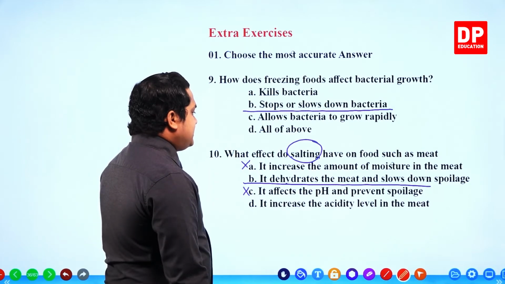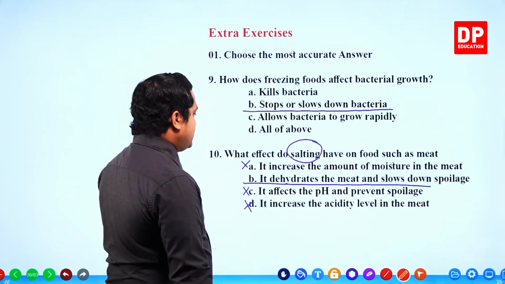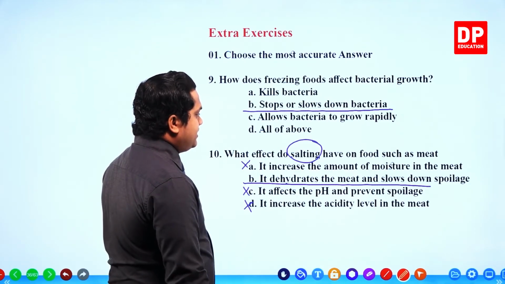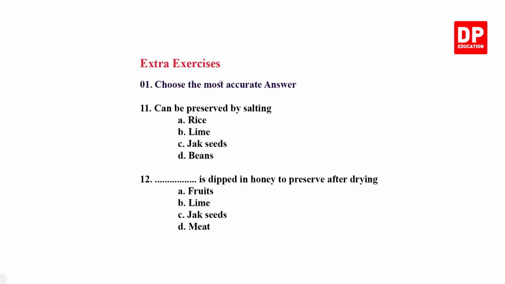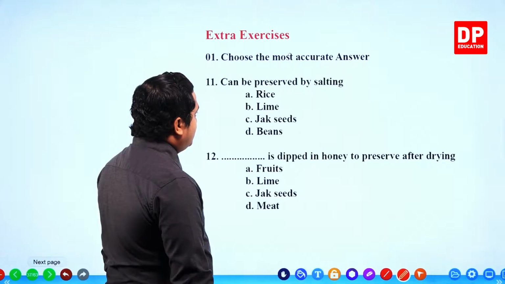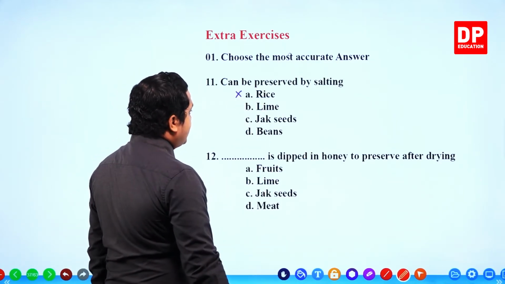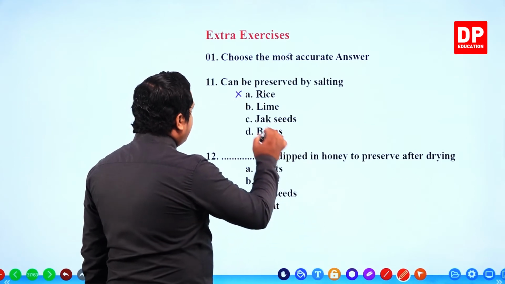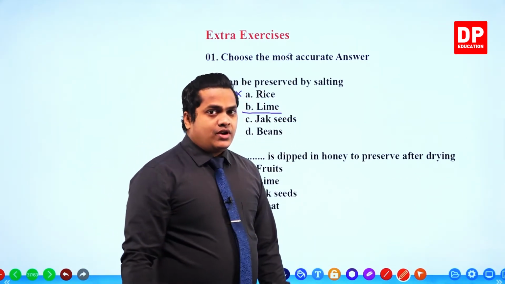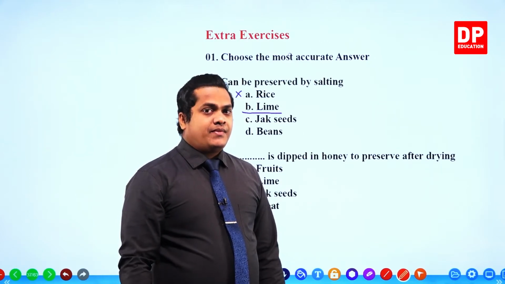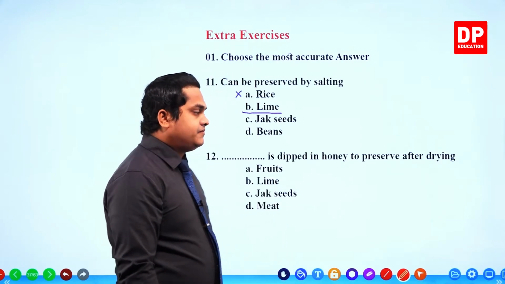It increased the acidity level in the meat. Once again, incorrect. You know that I told you it's a neutral substance, so it can't increase the acidity level. Right. Can be preserved by salting. Rice, incorrect. We dry rice. Lime can be preserved by salting. So we add salt to lime to prepare what? To prepare pickled lime or else lunudehi. So it's correct, lime.